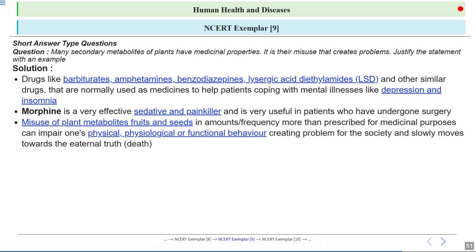So the misuse of these drugs can affect a person's physical health. And it can affect the person's mental health. It can also affect the social well-being. It can even lead to death.